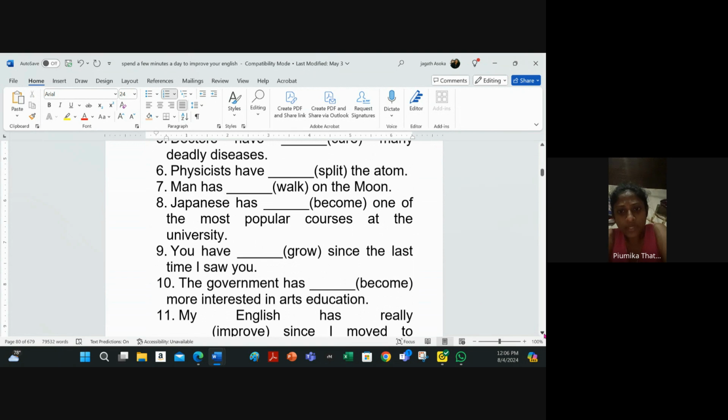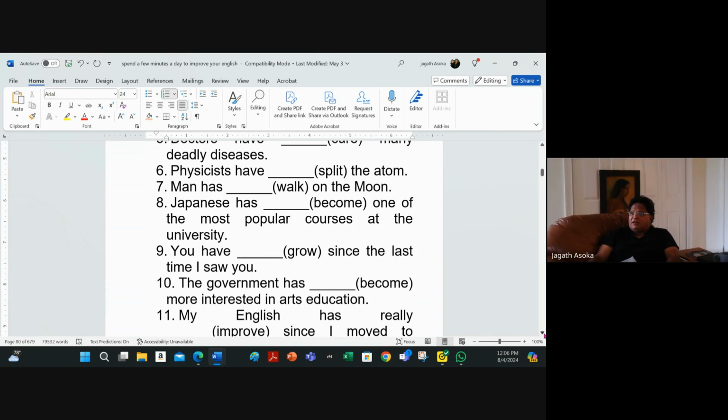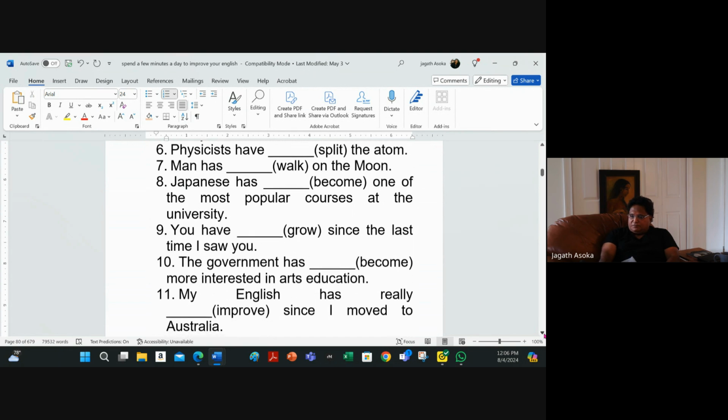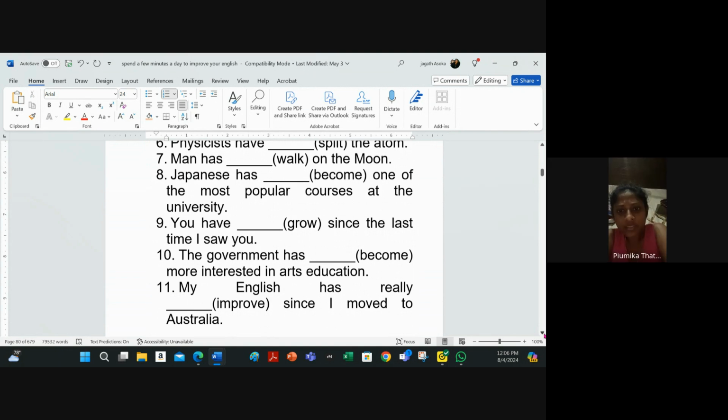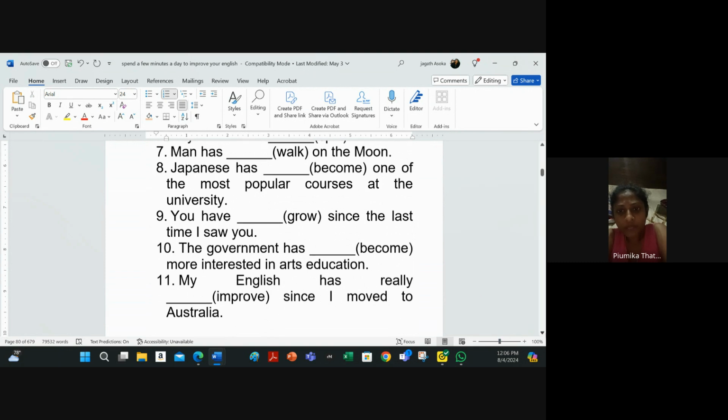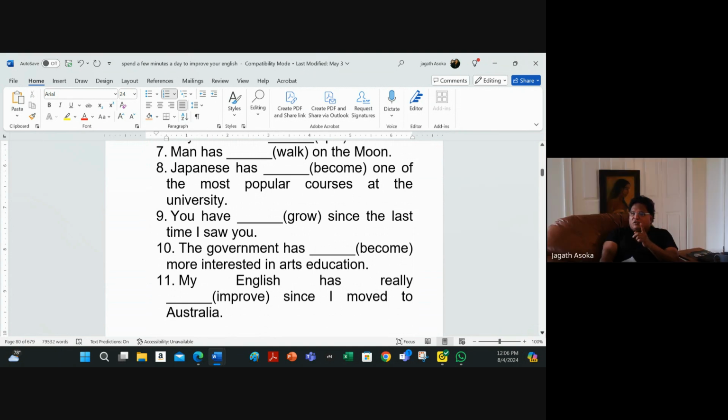Cities have split at autumn. No, the physicist has split the atom. That's an irregular verb. Next one. Man has walked on the moon. Japanese has become. The forms are become, became, then become. So Japanese has become.